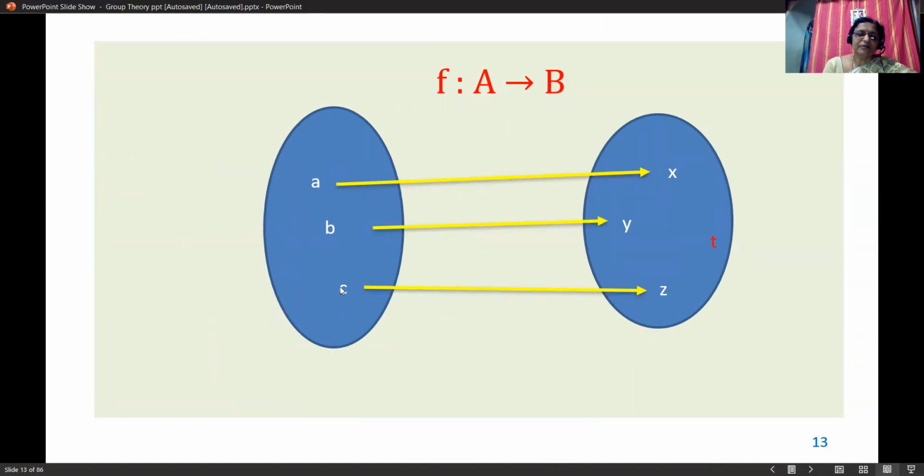So here every member of A is associated. Every element of A is associated to one and only one element of B, that is, a unique element of B. a is associated to a unique element, that is x here. b is associated with y, a unique element. c is associated with z, that is also a unique element. And although t is not the image of any element here, every element of A is associated to one and only one element of B, and therefore f is a mapping.